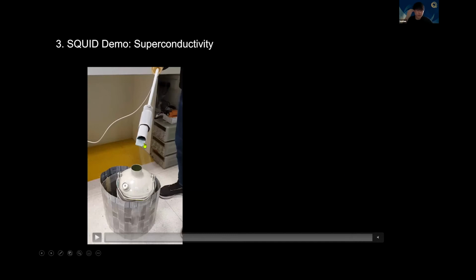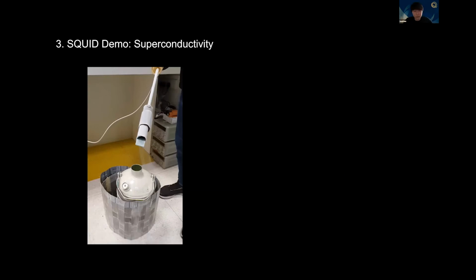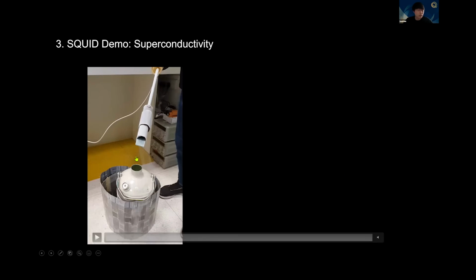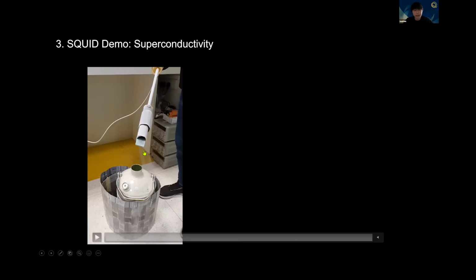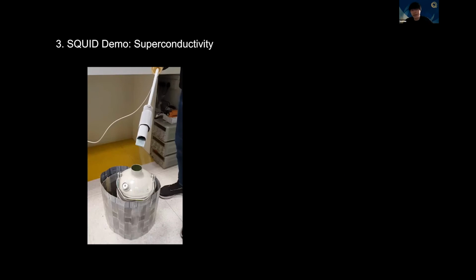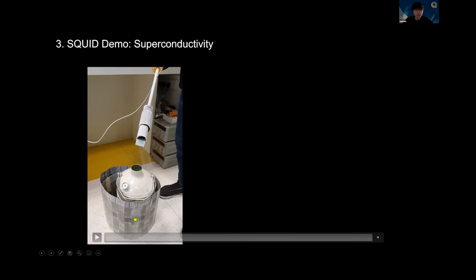This particular SQUID is made of YBCO, as we have seen earlier. We are using this particular superconductor because it has a pretty high critical temperature of 92 Kelvin, which means it's very easy to cool with just liquid nitrogen, which is lying around in everyone's home, and has a temperature of 77 Kelvin. So it's sufficient.